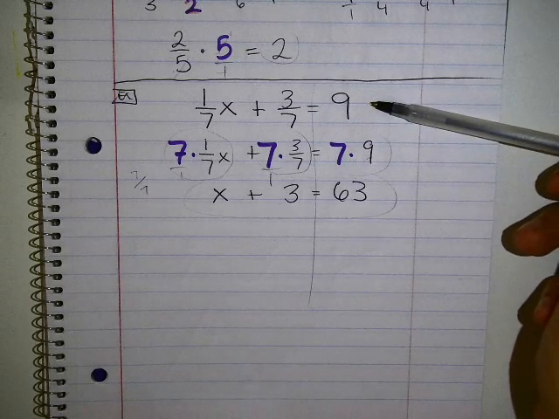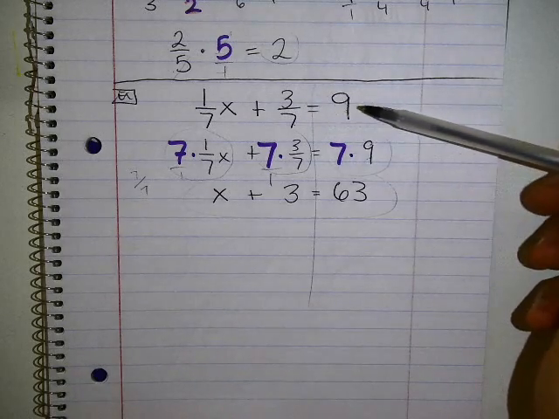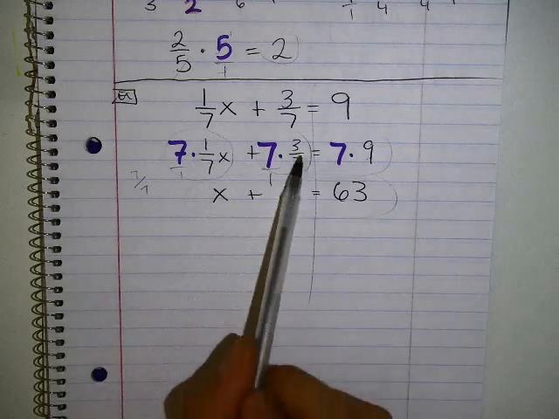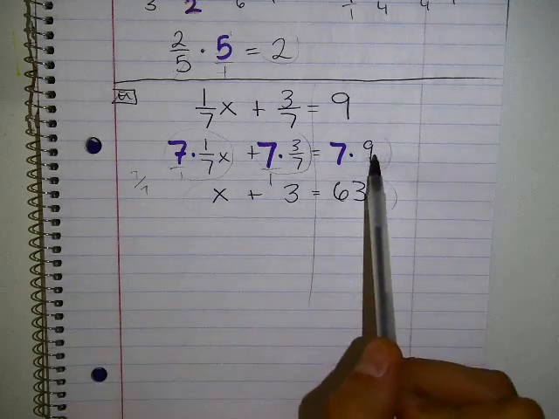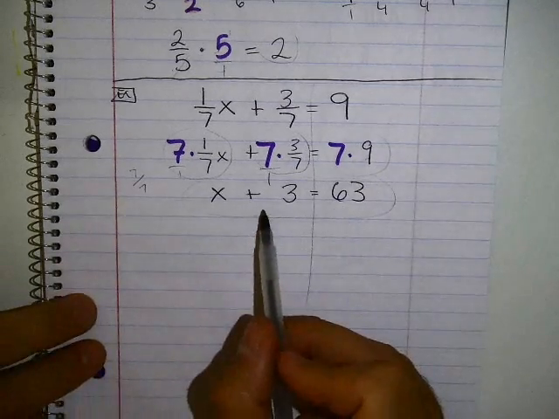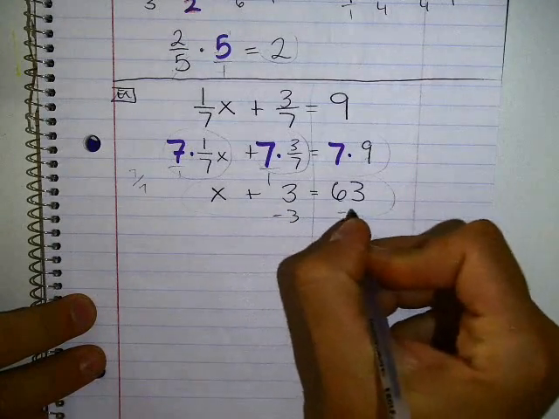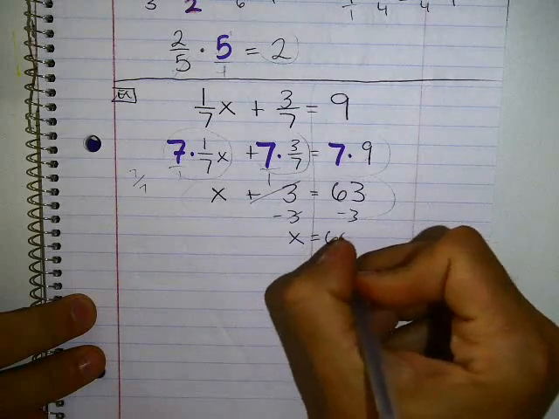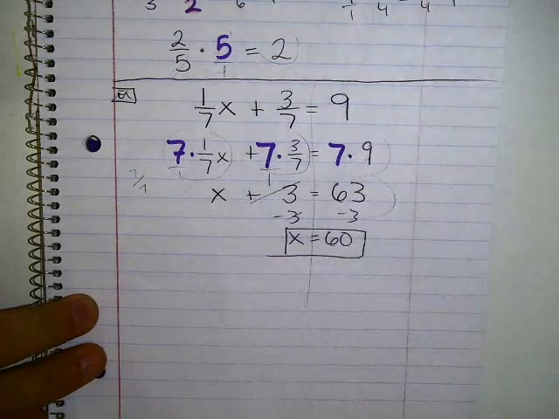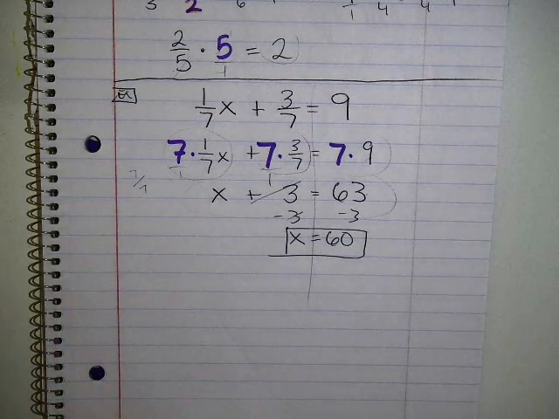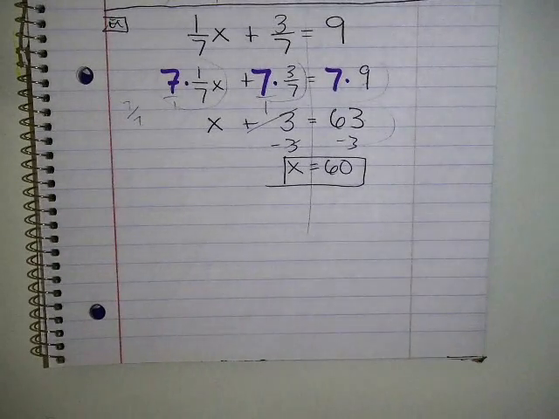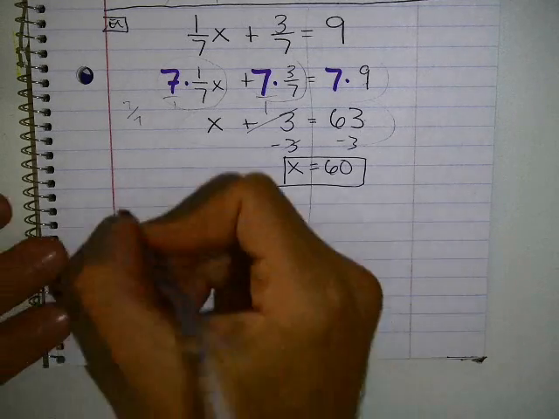All we did was we thought ahead and we're like, I don't want to deal with those fractions. Let me multiply everything by something so that my fractions turn into whole numbers. And this whole number over here just stayed a whole number. Now that it's like this, minus 3, x will equal 60. And this is what we're going to do. We're going to take equations with fractions and get rid of the fractions so they become nice, normal, two-step equations.